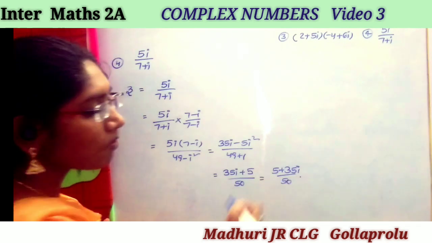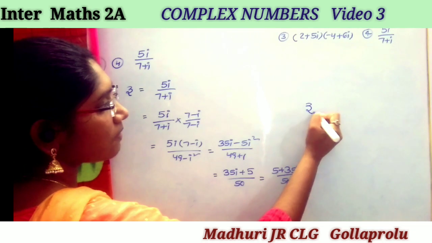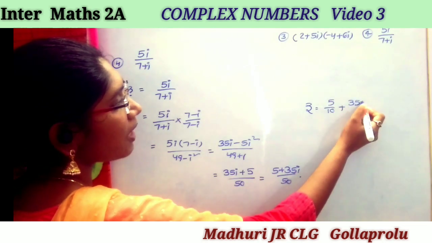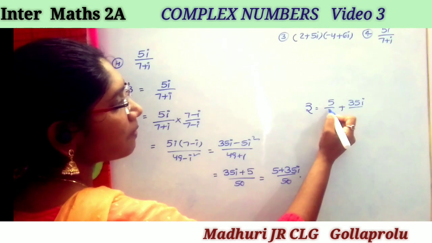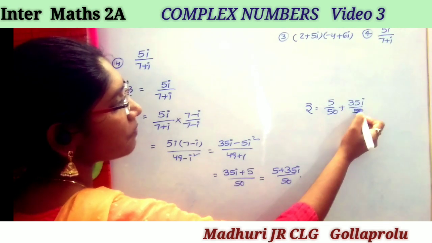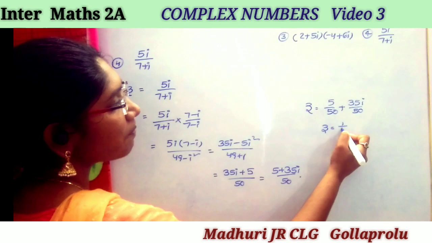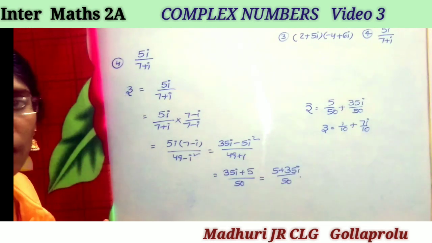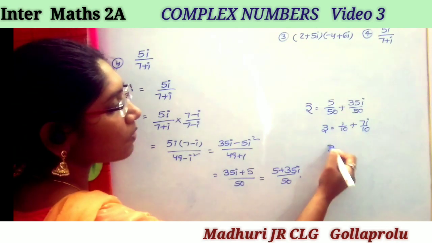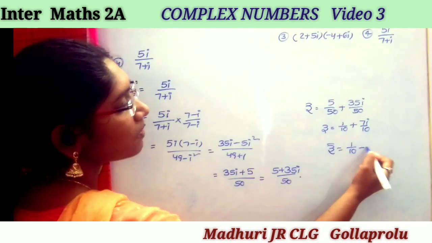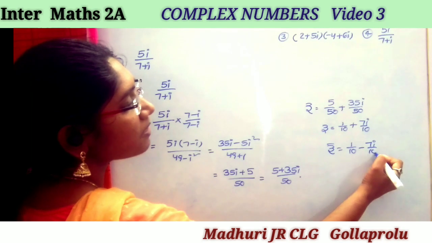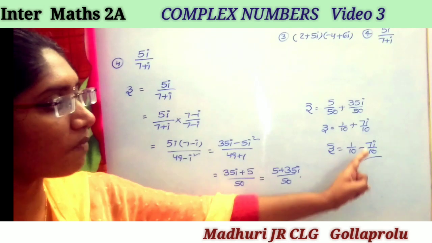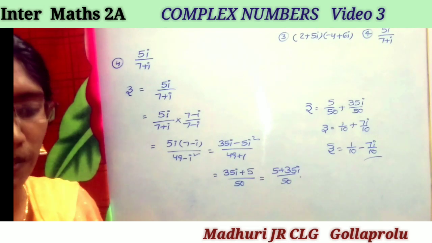Okay, this is the given complex number. Therefore z is equal to 5 by 50 plus 35i by 50, that is z is equal to 1 by 10 plus 7i by 10. Therefore what is its conjugate? Conjugate z bar is equal to 1 by 10 minus 7i by 10. Just simply change the sign of the imaginary part, 7i by 10. That's all, that is the answer.